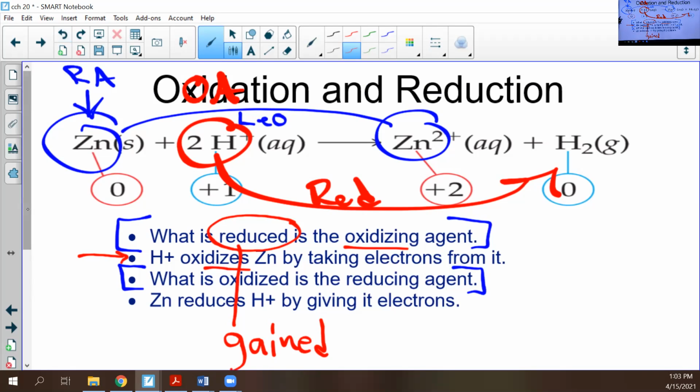Okay, drawn up here. We have zinc, which loses electrons, so it was oxidized. We have hydrogen, which gained electrons, so it was reduced. So this means this was our oxidation agent. This means this was our reduction agent.